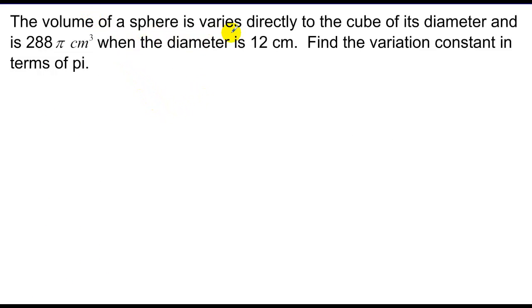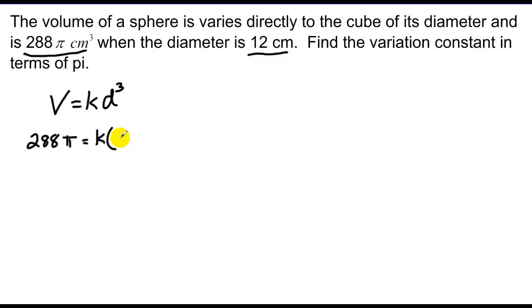So now we have the volume of a sphere varies directly, so volume equals k with the cube of its diameter, d cubed, and it says the volume is 288 pi when the diameter is 12 centimeters, and we want to find the variation constant again. So this is 288 pi is equal to k times 12 cubed, and again we're just going to divide.